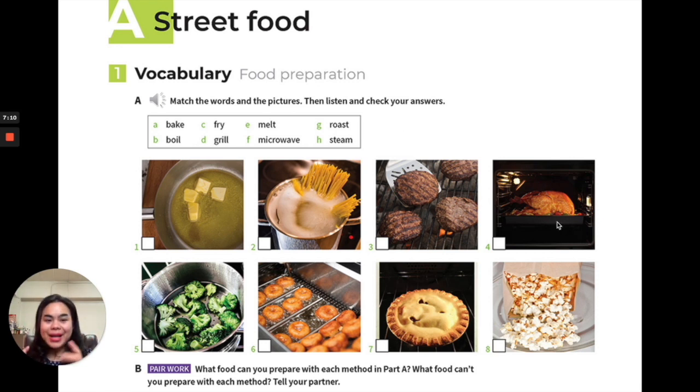อบ, but อบ for savory food. If you want to อบ sweet food, you call it bake, okay? Next.